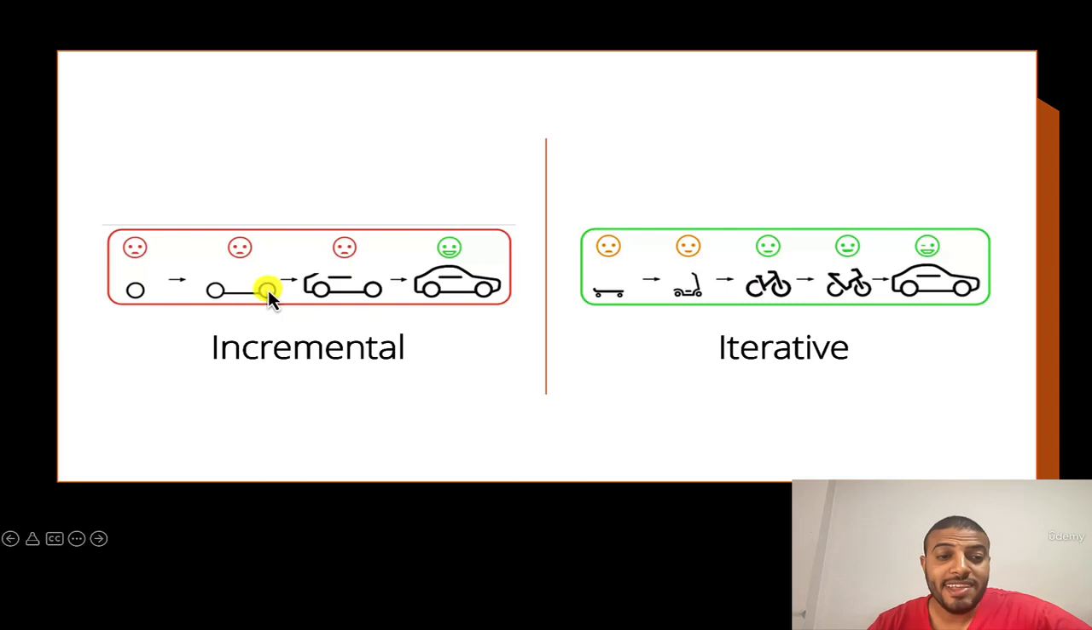What is good here is that the client can come to me after the first increment and tell me, for example, I don't like this type of tire, I need it to be thicker or smaller. He can give me feedback on it.